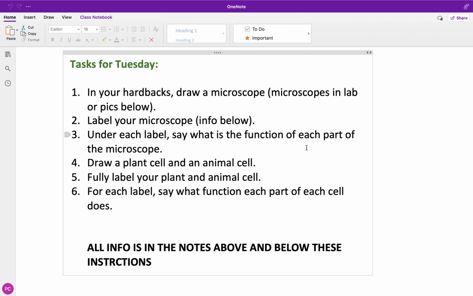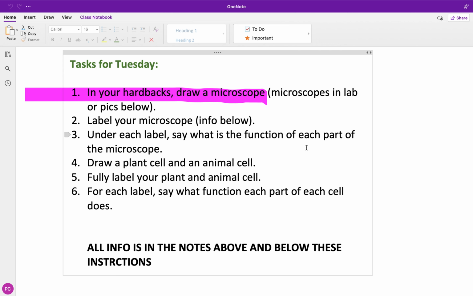In your hardbacks, I want you to draw a microscope. You can look one up, similar to the one we've done, or you can use this OneNote. You can go back down to those slides and draw it from that. If you happen to be in a lab and the teacher allows you to take a microscope and put it on your desk, you can draw it from that. If you're good at sketching, you may do that.